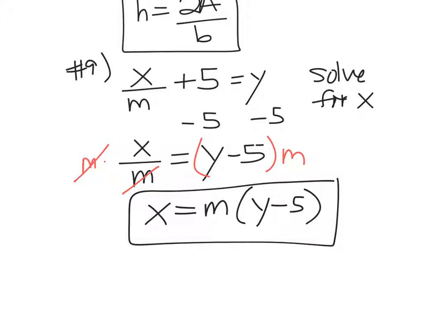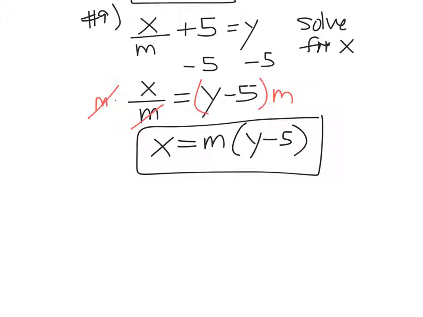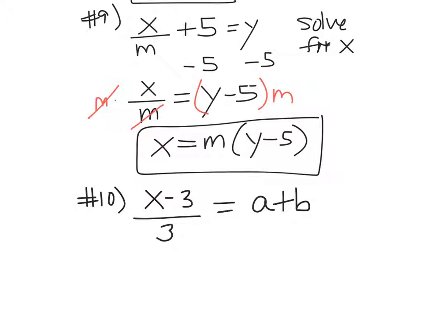All right, I've got one more for you. It's a lot like this one. I want you to try this one: x minus 3 over 3 equals a plus b. And I want you to solve for x again. This is the last one. Try this one.